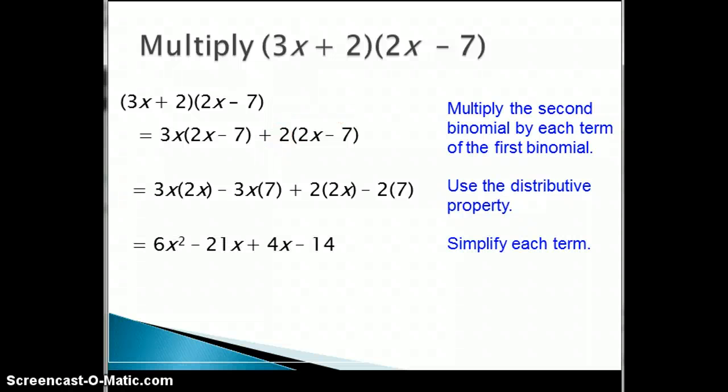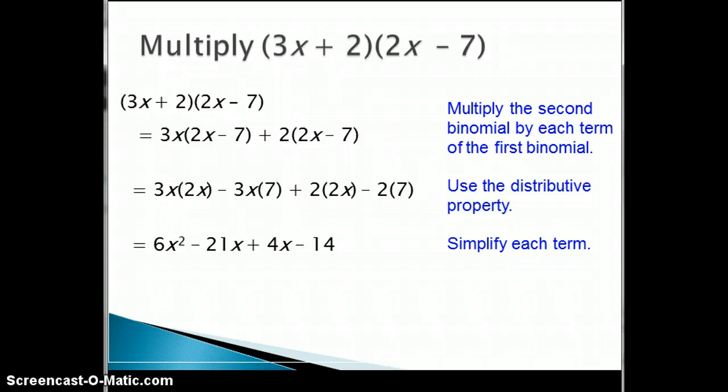So we simplify each of these terms by multiplying the coefficients together. So we have 3 times 2 gives us 6 for the first coefficient, and then x times x will be x squared, because remember we're adding 1 plus 1, which are the exponents, to get 2. Then we have minus 3 times 7, the coefficients, gives us 21, and just a single x there, plus 2 times 2 is 4, and a single x on that term as well, and then minus 2 times 7 is 14.